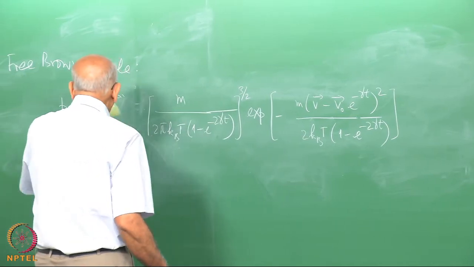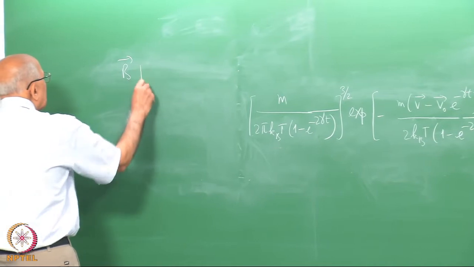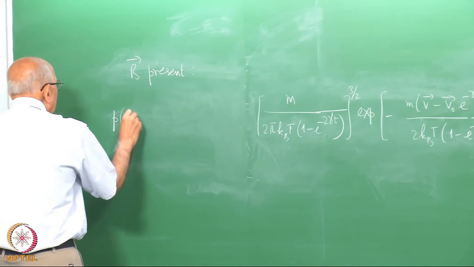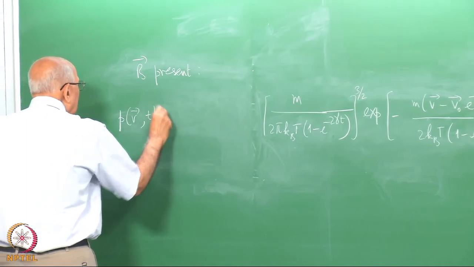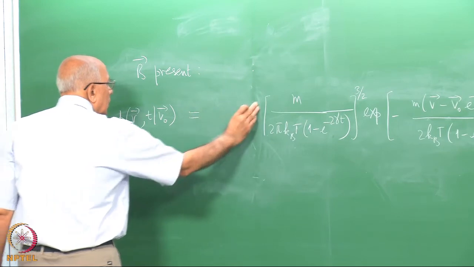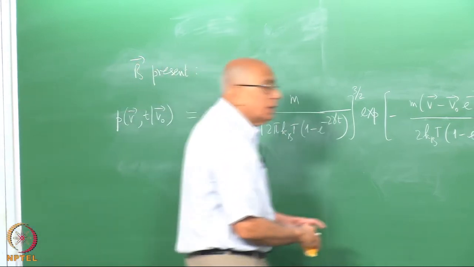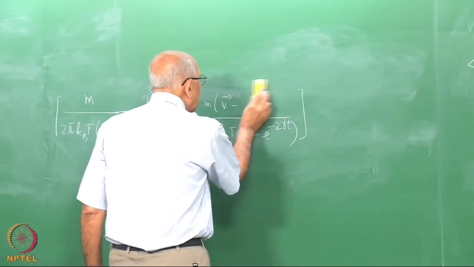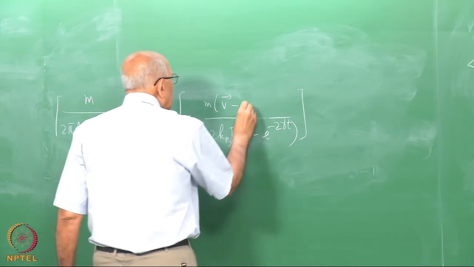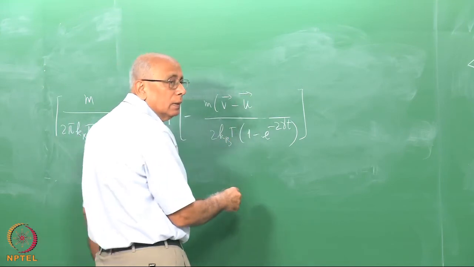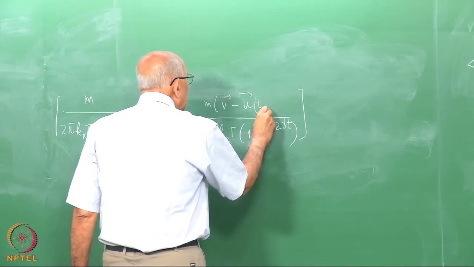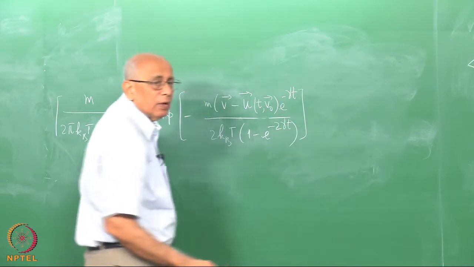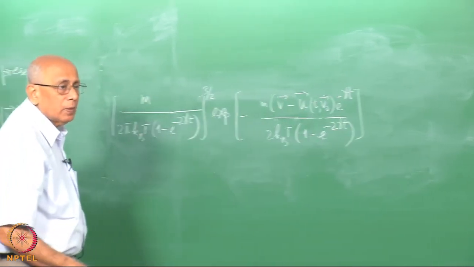What I am going to write down will be intuitively clear. If the field is present, then P of v, t given v naught is equal to the same thing, but you do not get this here. You get a certain u here, which will of course depend on t and v naught, and then there is an e to the minus gamma t, that is the effect of the dissipation.